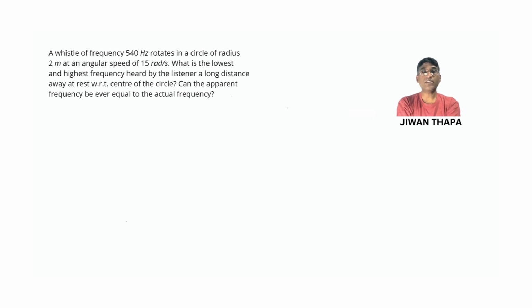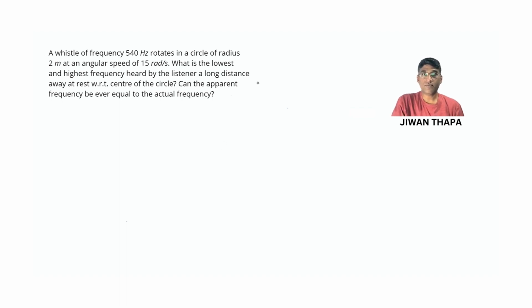A whistle of frequency 540 Hz rotates in a circle of radius 2 meter at an angular speed of 15 rad per second. What is the lowest and highest frequency heard by the listener a long distance away at rest with respect to the center of the circle? Can the apparent frequency ever be equal to the actual frequency?